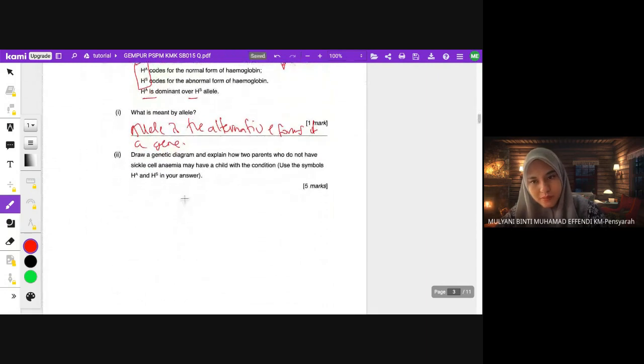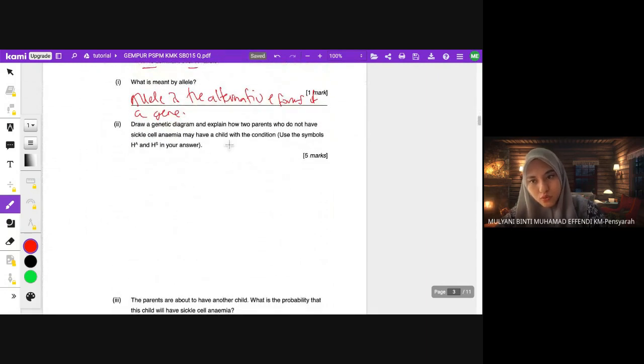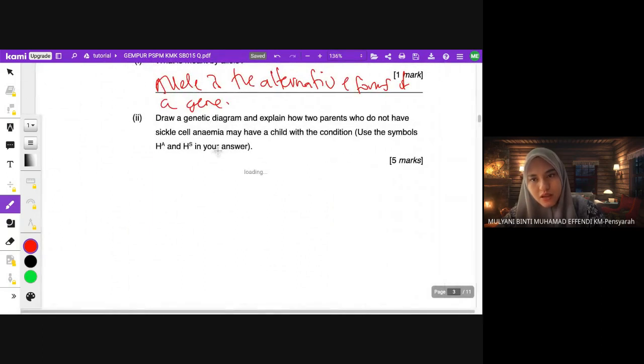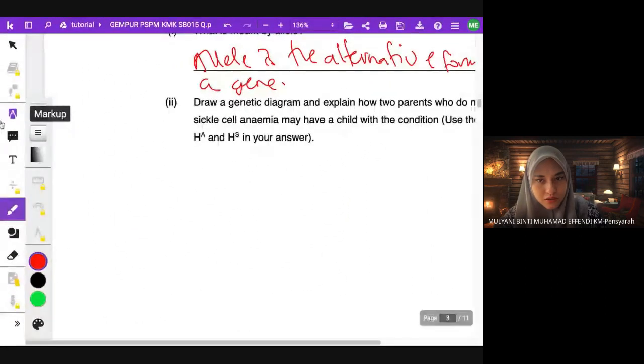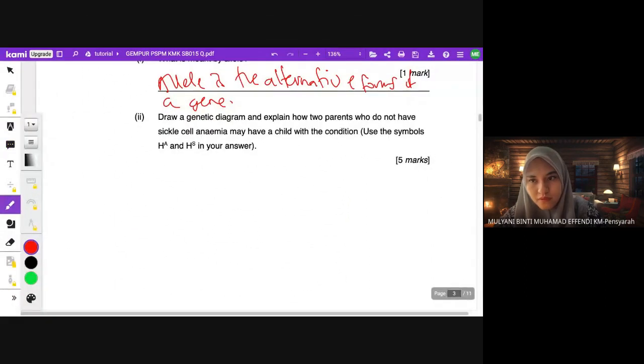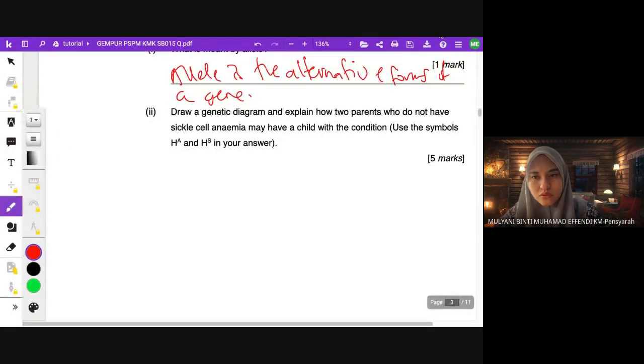So draw a genetic diagram, explain how two parents who do not have sickle cell anemia may have a child with the condition. Kecilkan ni. Tak boleh. Macam tu je. Condition use the symbol HA dengan HS. Okay, jadinya kita lukis. Sekejap.